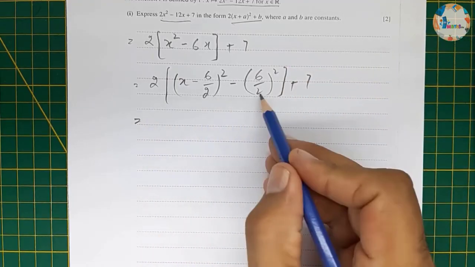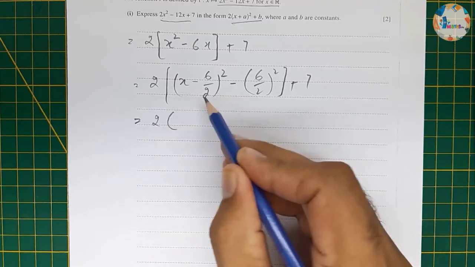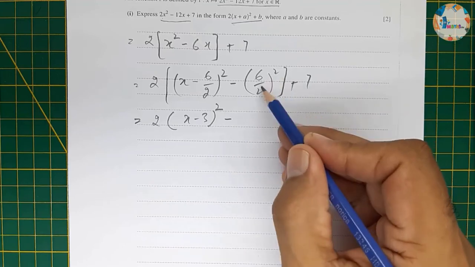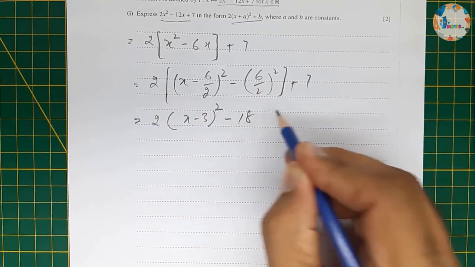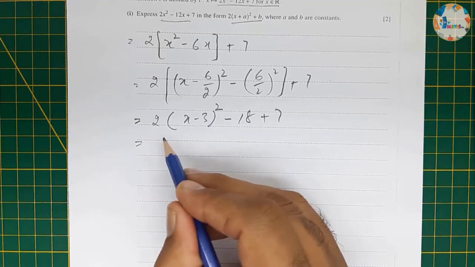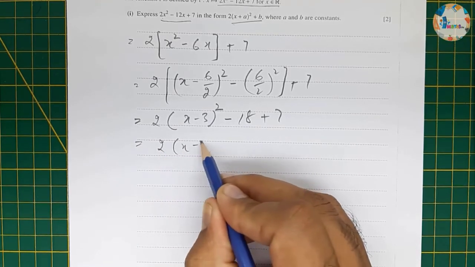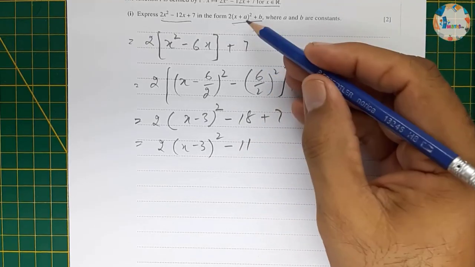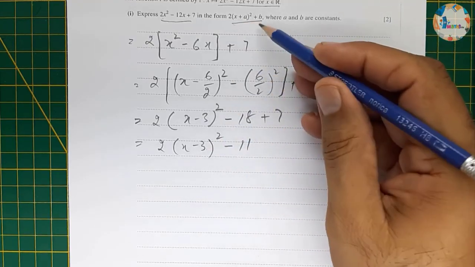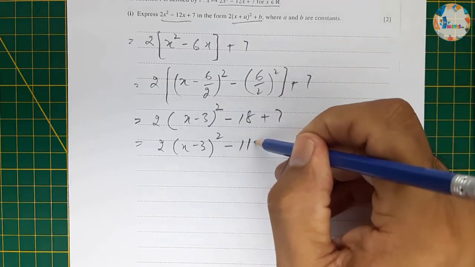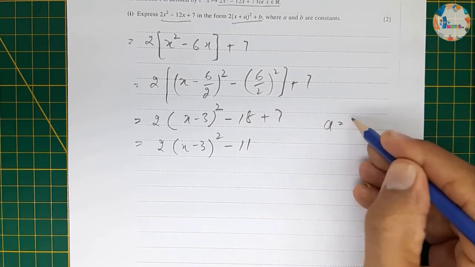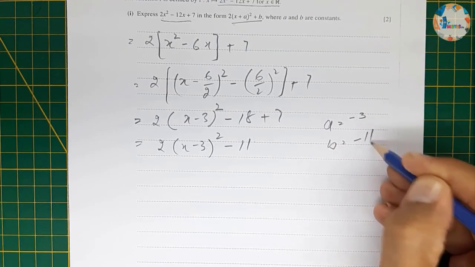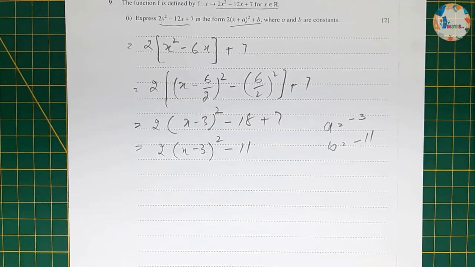So now we will be writing this as x minus 3 squared, minus 3 squared will be 9, 9 into 2 will be 18, so minus 18 plus 7, and this will be equal to 2 into x minus 3 squared minus 11. So the a value, if we compare this, is minus 3, and the b value is minus 11. So we can write a is equal to minus 3 and b is equal to minus 11. These are the two values.